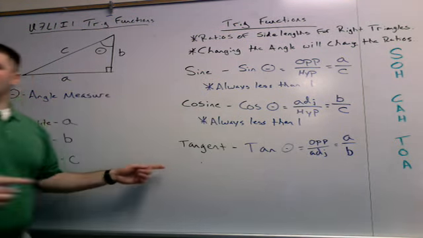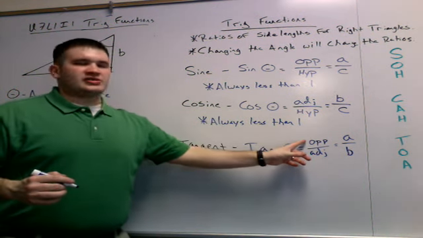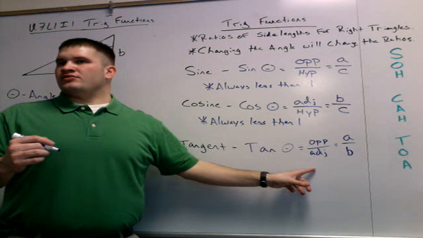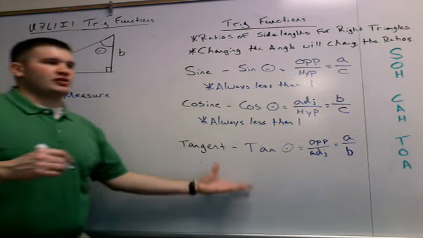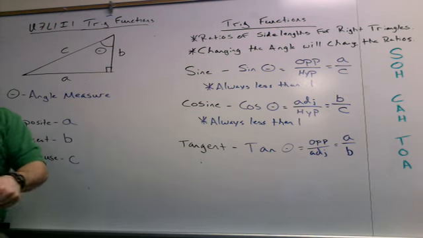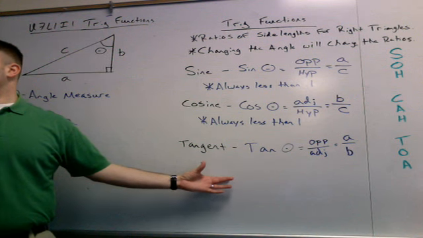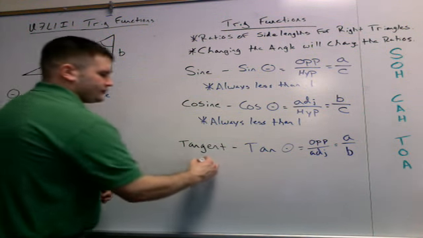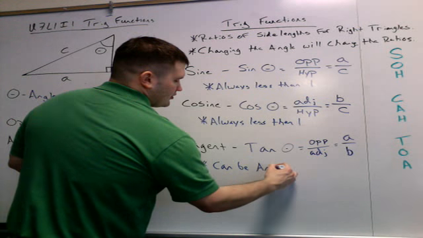Now for tangent, can we make that conclusion? No, because the opposite side could be bigger than the adjacent side, and the adjacent side could be bigger than the opposite side. So tangent will sometimes be bigger than 1, sometimes less than 1. It may even equal 1 in some cases. So tangent can be any number.